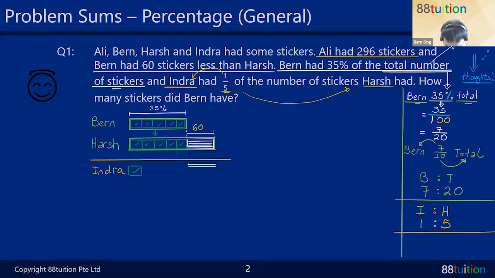Can you understand? So you have to compare them differently. So this entire white color portion is 60. So what is 1 piece of this? This is actually 60 divided by the 5 pieces, which will give you 12. Can you see?